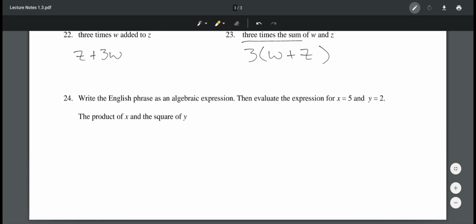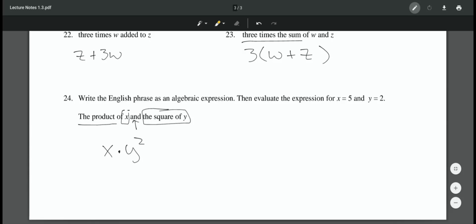Now, write the English phrase as an algebra expression and then evaluate for x is 5 and y is 2. When they ask you to evaluate, they give you values for the variables involved in the problem. So in this problem, it says the product of. So we're going to multiply two things together. We're going to multiply x and the square of y. So x times y squared. The product means to multiply. The product of what? x and the square of y.